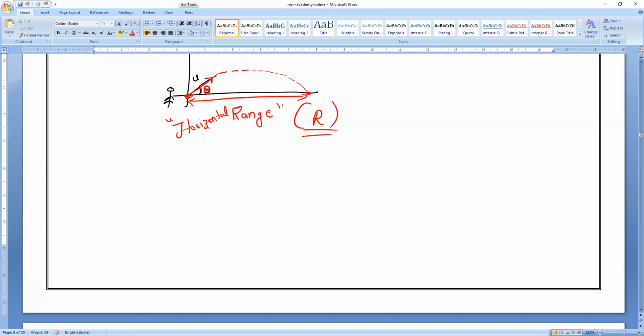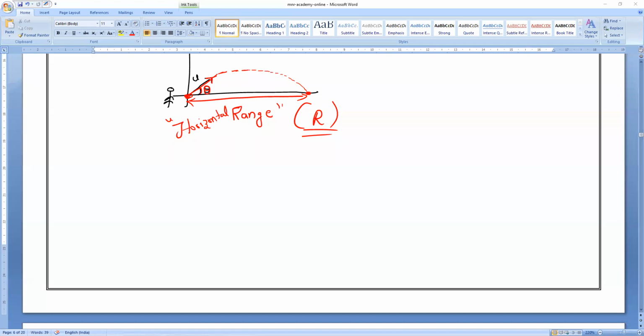Write it. What is the definition? It is the maximum distance covered by a projectile along the horizontal. Along the what? Horizontal. Here, along the horizontal. Okay, everybody, yes, now along the horizontal.